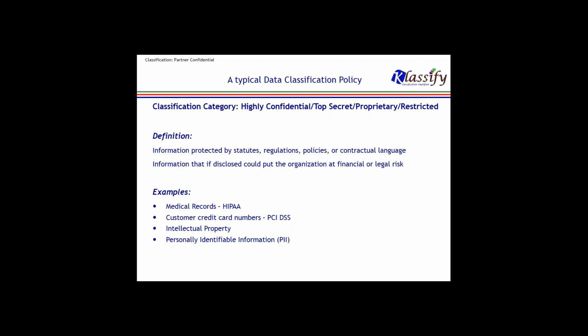And while you have a look at these examples, any information related to any one of these, if advertently or inadvertently disclosed outside of the organization, can put the organization at risk of financial damages or penalties or legal damages. And therefore, it is the highest level of information from its criticality standpoint that has to be safeguarded. And as I said, it's protected by statutes.